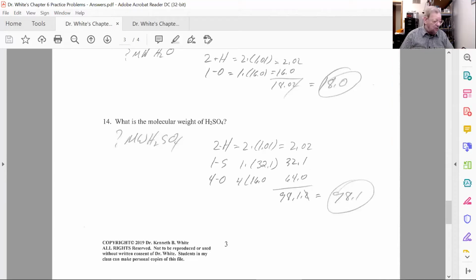All right, what's the molecular weight of sulfuric acid? And how do you do molecular weight? The molecular weight is the sum of all atomic weights, and therefore we look at H2SO4. By the way, I hope you know that's an acid. We went through that in the acid-base chapter. 2 hydrogens, 1 sulfur, 4 oxygen.